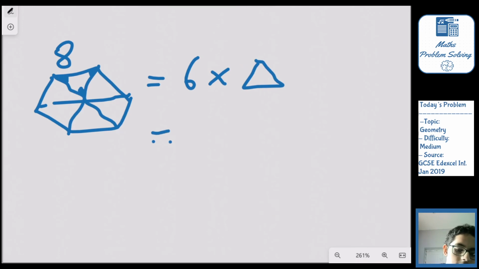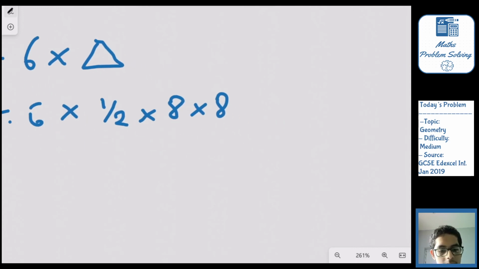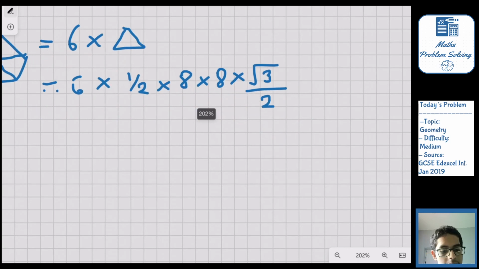So now let's work out the area of the triangle, which is 6 times, again we need to use the area sine rule, so a half times a, which is 8, times b, which is also 8, times sine 60, which is the square root of 3 divided by 2.